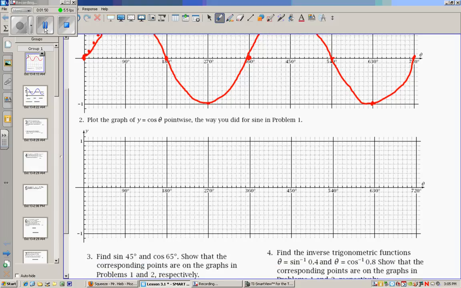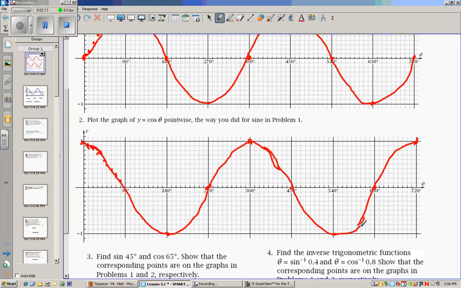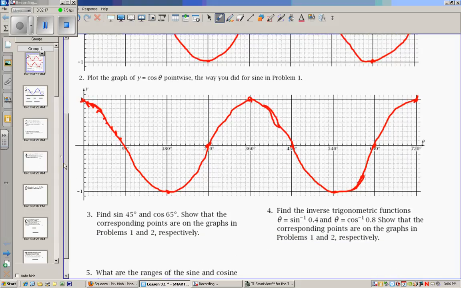So pause the video. All right, now cosine starts at the top. It's going to come down and then come back through. All right, so that looks good.